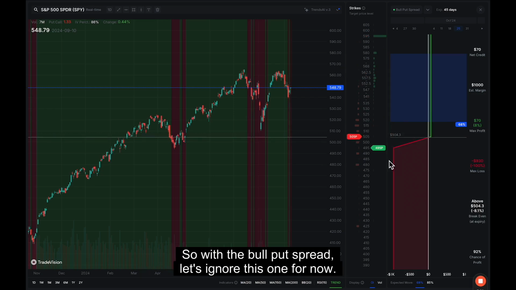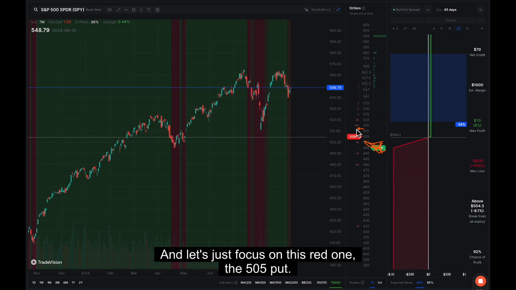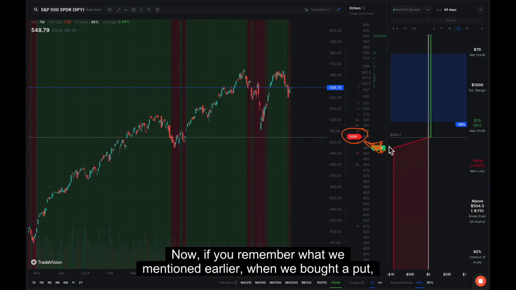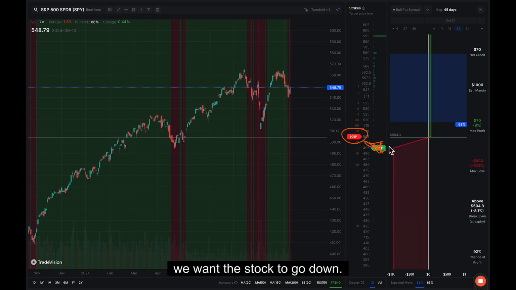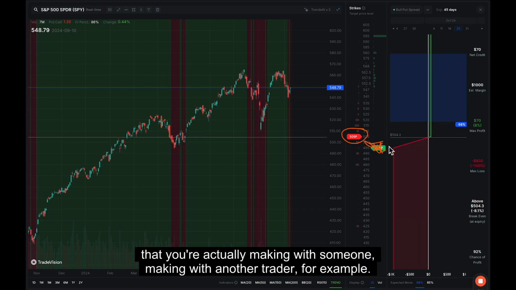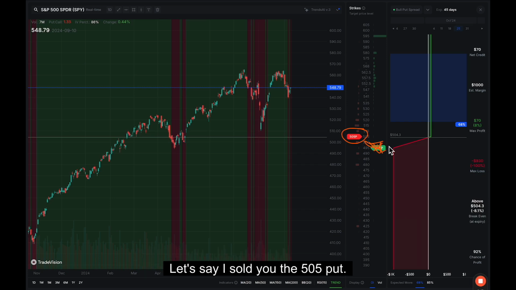So with the bull put spread, let's ignore this one for now. And let's just focus on this red one, the 505 put. We are selling this put. Now, if you remember what we mentioned earlier, when we bought a put, we want the stock to go down. So what's going to happen if I sold the put to someone else? You can think of this as a separate transaction that you're making with another trader, for example, right? Let's say I sold you the 505 put.